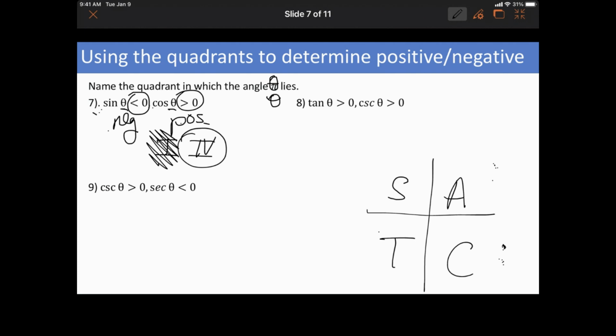Okay, let's show the next one. So I'll take, both of them are positive. Okay, that one's not hard. Where are they both positive? Tangent and cosecant, there's only one place. So for tangent, it would be the first and third. Cosecant goes with sine. That's only the first quadrant.